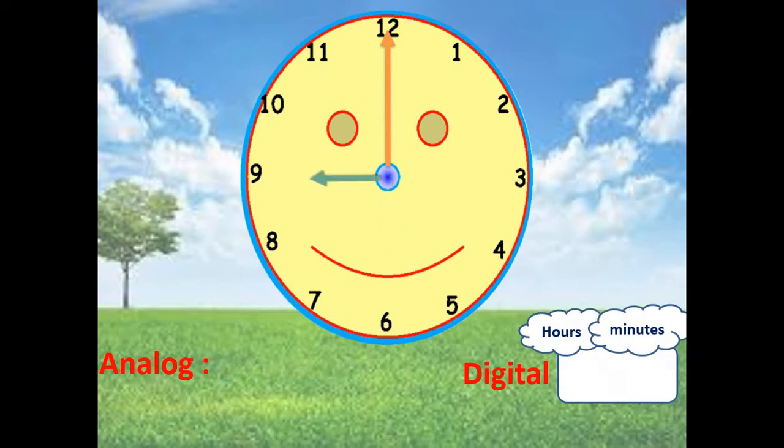Another one. Here, the short hand points at 9 and the long hand points at 12. So we're gonna say it's 9 o'clock. And in digital, in the hours, 9. And in minutes, 0 minutes.